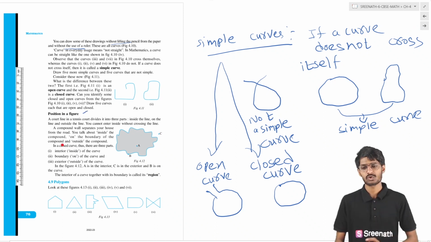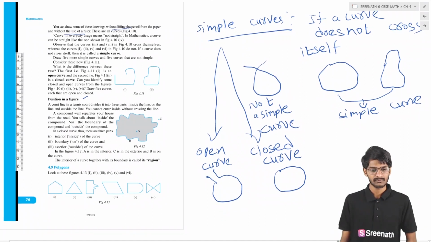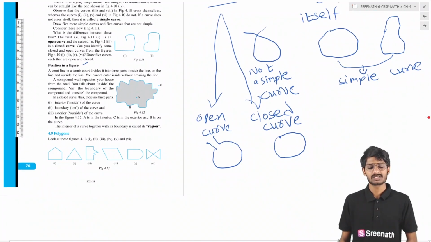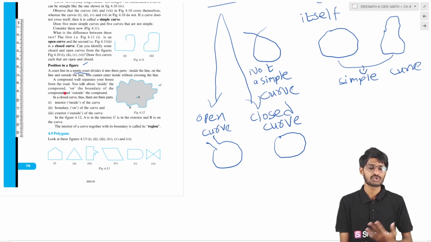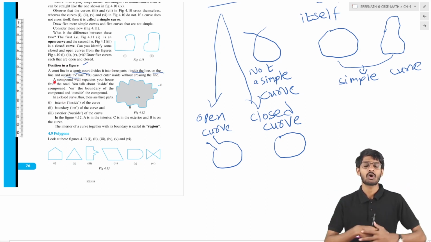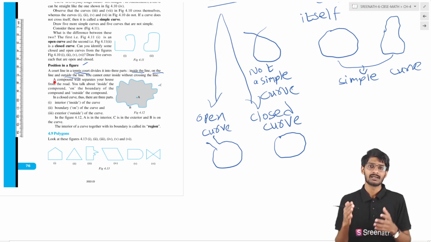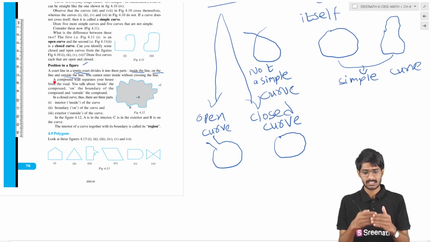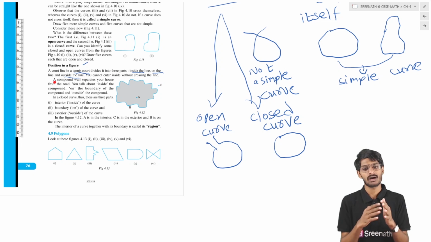Suppose you play, what do you play? Tennis. Have you ever seen a tennis court? In tennis, three types of words are used: inside the line, on the line, and outside the line. If the ball is dropped or struck inside the line, or it falls on the line, or it falls out of the line.